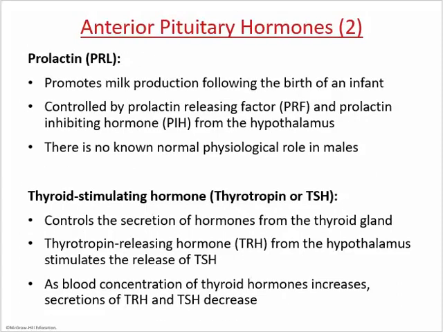Another anterior pituitary hormone is prolactin, prolactation, for milk. So it controls milk production. It's controlled by prolactin releasing hormone and prolactin inhibiting hormone from the hypothalamus. Breastfeeding causes the release of prolactin releasing hormone, which causes the release of prolactin, which then causes more milk production, etc. You stop breastfeeding and inhibiting hormone takes over and the milk dries up.